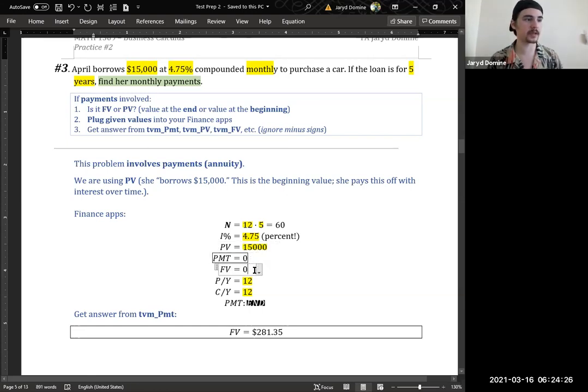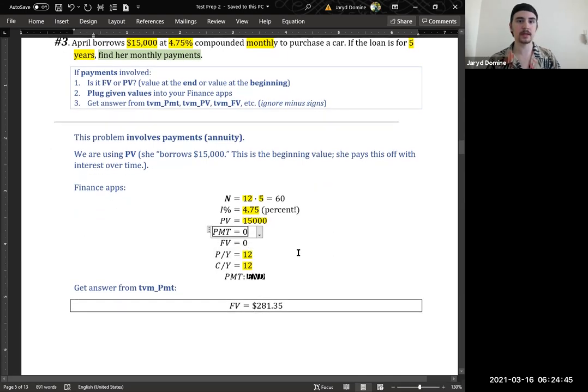Payment and future value, leave those both blank. This is not a future value problem, so we ignore it. And payment is what we're solving for, so you can also just leave that blank. Again, these P/Y and C/Y, that's the number of periods a year. That's 12 for both of them. Once you put that in, you go back out and press TVM payment. You press enter, and you'll get the future value. Or sorry, why did I say future value? This is payment.